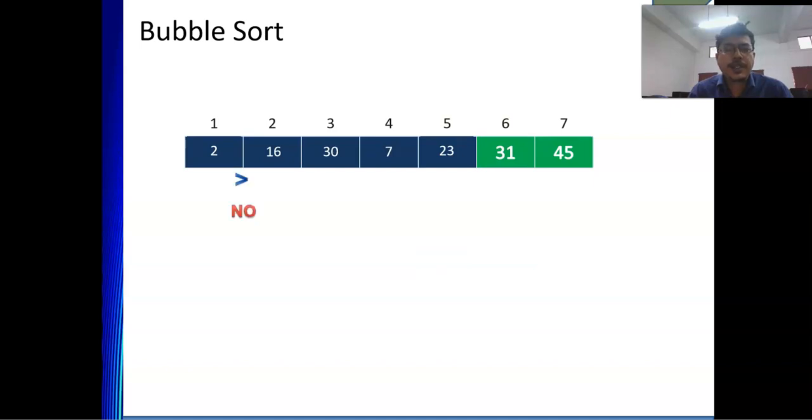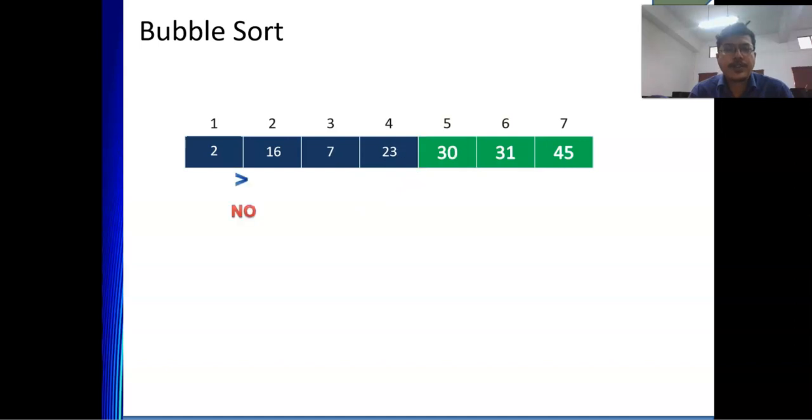Similarly, 2 greater than 16? No. 16 greater than 30? No. 30 greater than 7? Yes, we swapped it. Then 30 greater than 23? Yes, we swap it. Then we get 30.